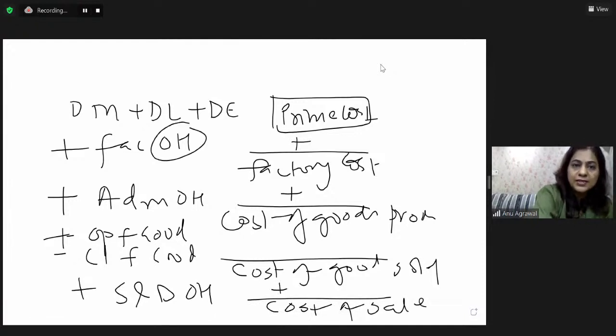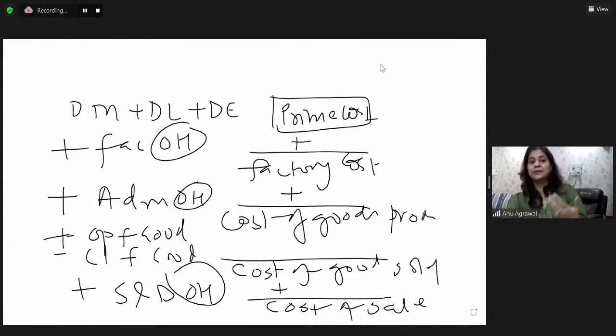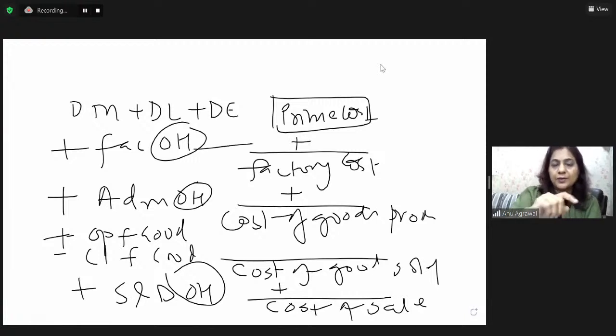So all these are overheads: factory, admin, selling. But at what stage do you absorb them? If you want to find out factory cost, you need to absorb only the factory overhead. If you want to find out the cost of goods produced, you need to absorb admin overhead. If you want to find out the cost of sales, then you need to absorb selling and distribution overhead also on it. So I hope I've answered your question.